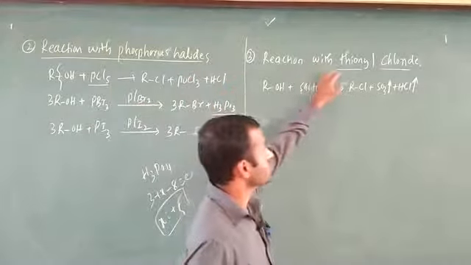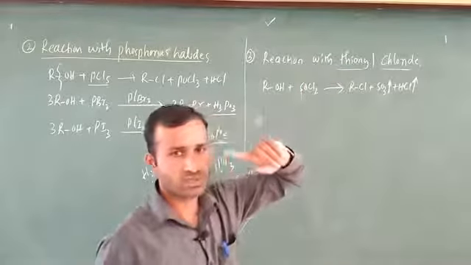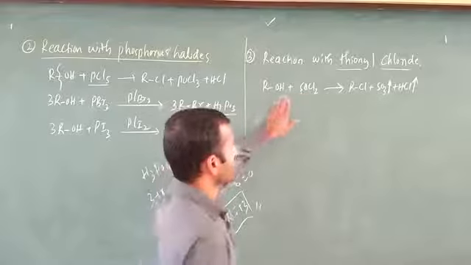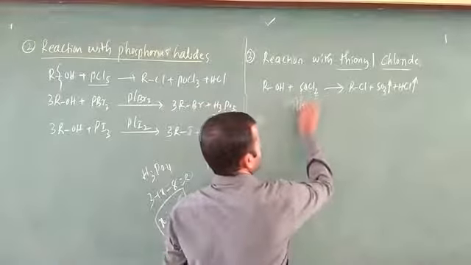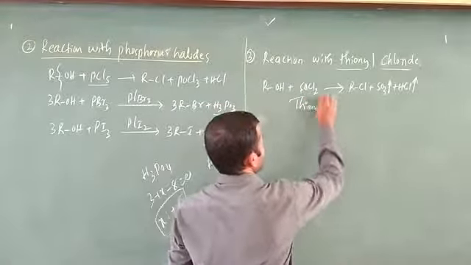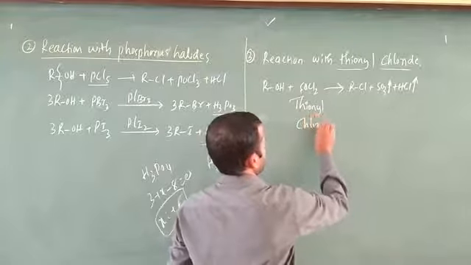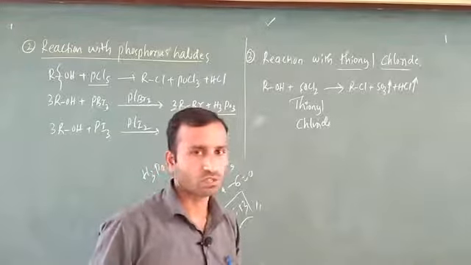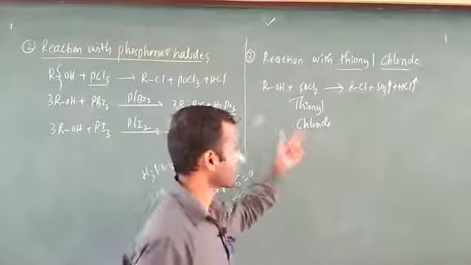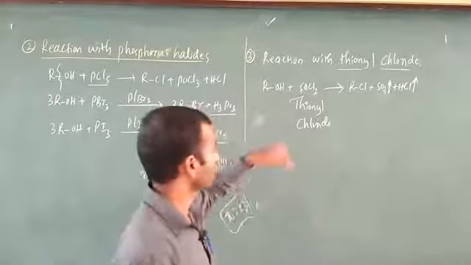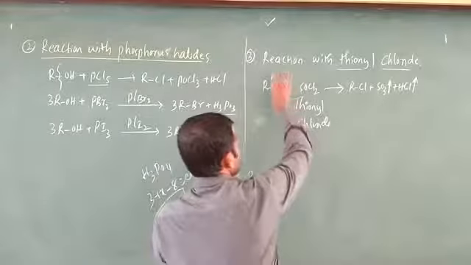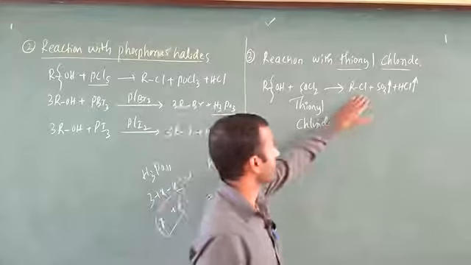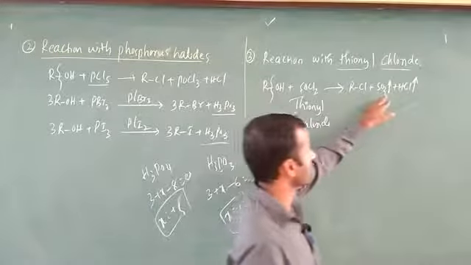Next, reaction with thionyl chloride. In haloalkane, halogen is there, that is most important. Alcohol can react with thionyl chloride. Thio means sulfur. Bear in mind this important point: thio means sulfur, azo means nitrogen. Next, obviously carbon-oxygen cleavage only takes place, to form haloalkanes plus release of SO2 and HCl.